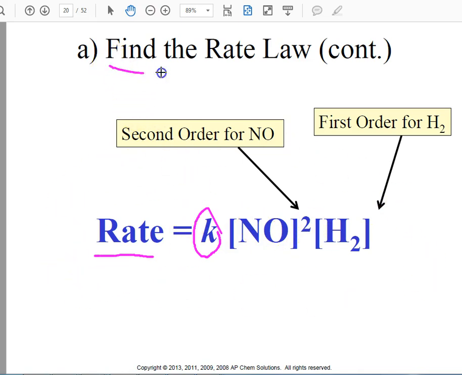So when they ask you to find the rate law, you need to know the order for each of your reactants so that you can put those as exponents. You're going to leave K just as a constant, and then you're just going to write the word rate equals at the beginning.